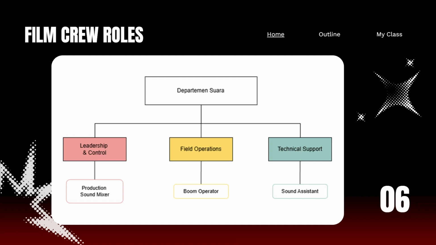Next, we have the sound department. They ensure high quality audio recording. First, we have the production sound mixer. They are the ones who monitor and balance audio levels, mix sound, and select the microphone used during the shot. Next, we have the boom operator. They assist the sound mixer by positioning the boom microphone to capture dialogue. Next, we have the sound assistant. They record the sound report, which helps the post-production team sync the audio with the video.